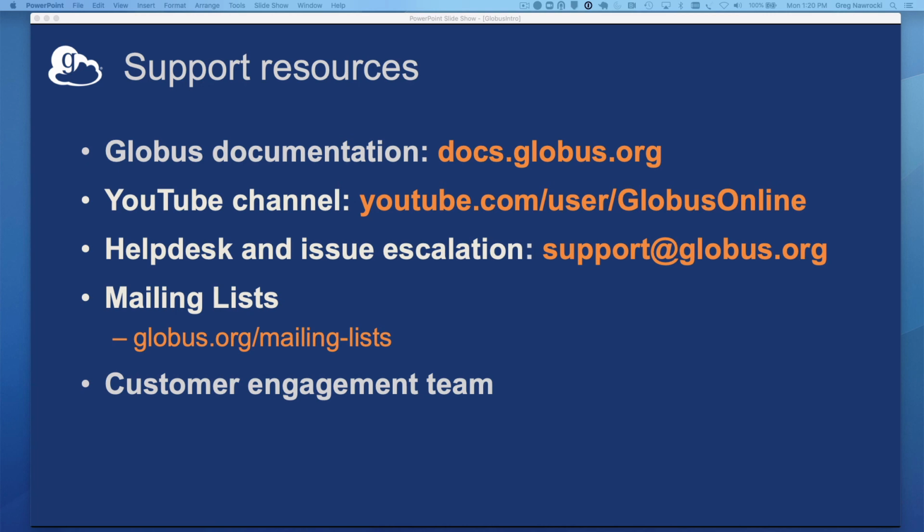The help desk and issue escalation, if you ever have a question, please do not hesitate to send an email to support@globus.org. It will open up a Zendesk ticket, and our support staff, who are the absolute best in the business, will take care of you with great haste. We've also got mailing lists, and this is a little bit of a community involvement model. If you wish to talk to others in the Globus community, our mailing list is a great way to do that. And lastly, the customer engagement team. That's me and the other people that I work with in the customer team. And we're always happy to do deeper dives into everything we've talked about today.